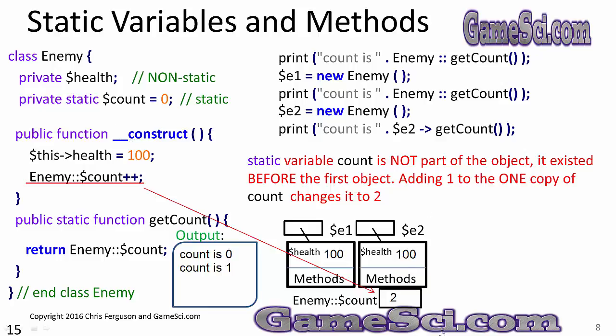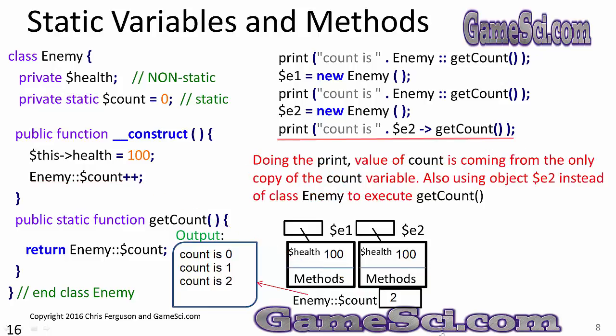We bump the count to 2 in that 1 copy, and we return from the constructor. When we get back to the constructor, we'll print out what the count is. During the print, the value of count is coming from the only copy of the count variable that exists. Also, using the object E2 instead of the class Enemy to execute getCount. What happened here? Count showed up on my output, then E2 arrow getCount. Go to the E2 object and access the count variable.